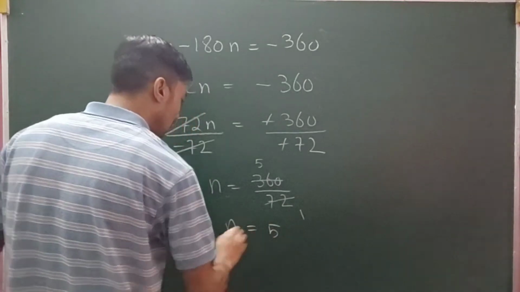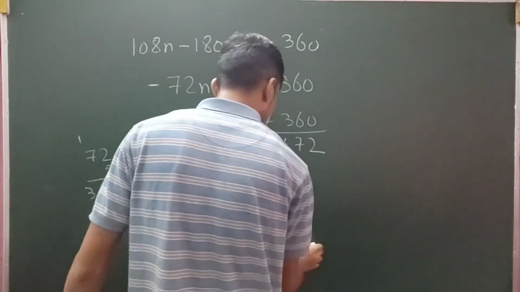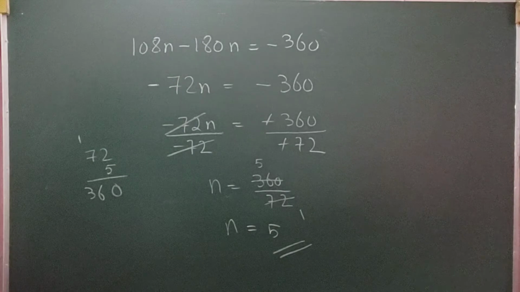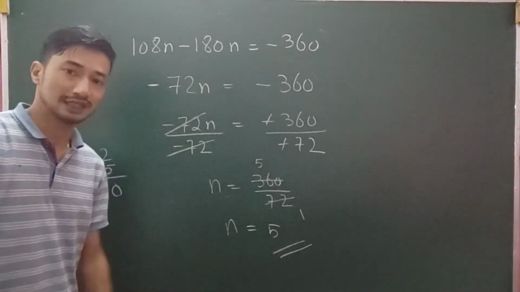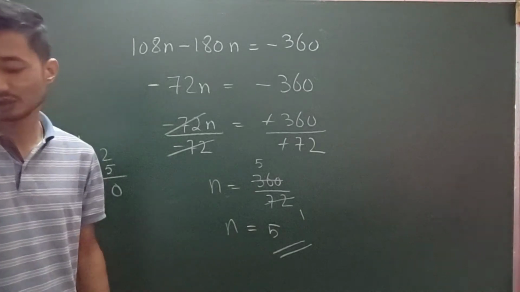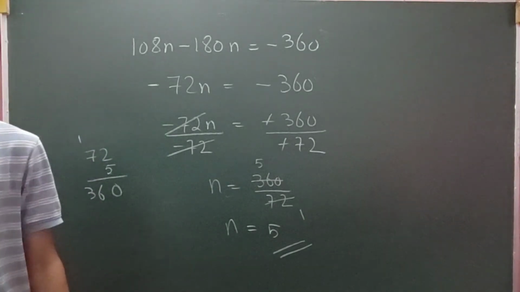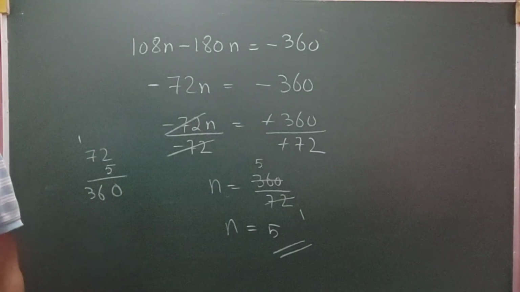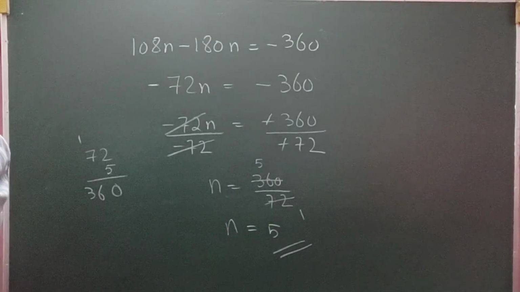So n equals 5. The polygon which is given to us has how many sides? n equal to 5 sides. So this is a formula which you can use to easily calculate your solutions. Okay, alright, let's move to the next question.